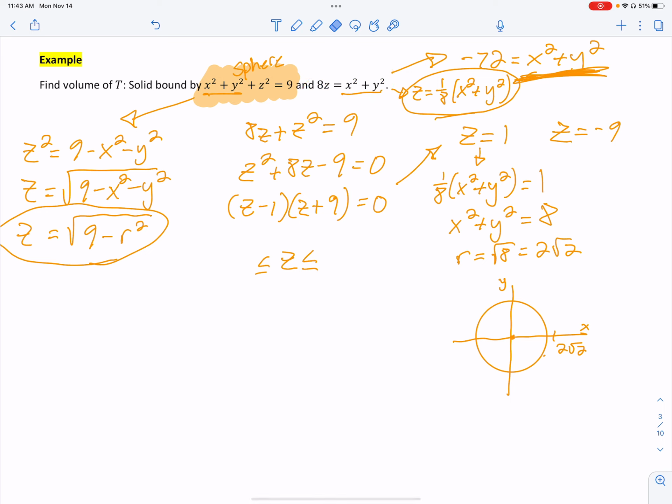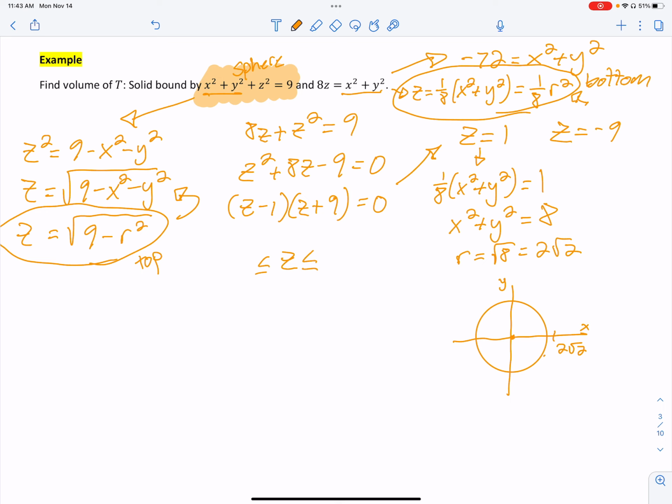Let me erase the two circles there. Those are top and bottom. We could go a step further here. This is equal to 1/8 r squared. How I can determine which one's on top is I pick a point in that circle. Well, 0, 0 is in that circle. Plugging 0, 0 in here, I get square root of 9, which is 3. If I plug 0, 0 into this one, I get 0. So the top one is here, and the bottom is here.